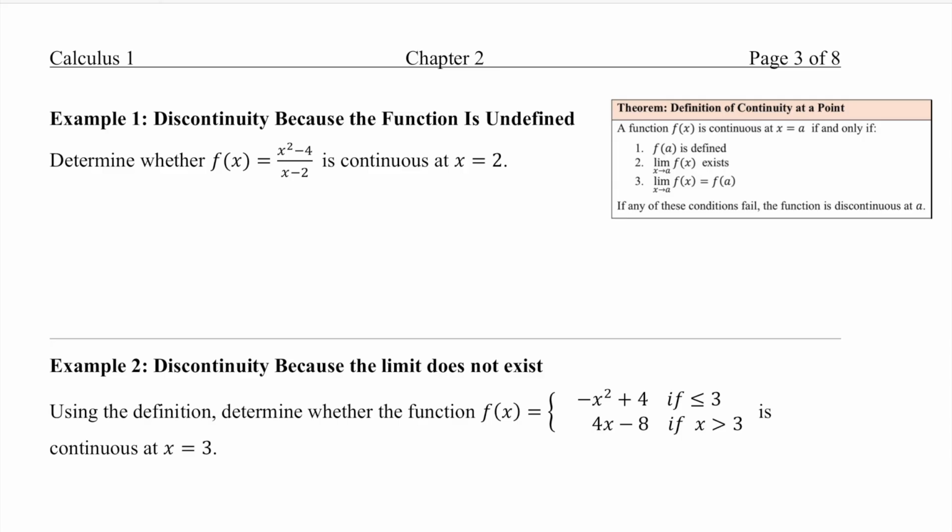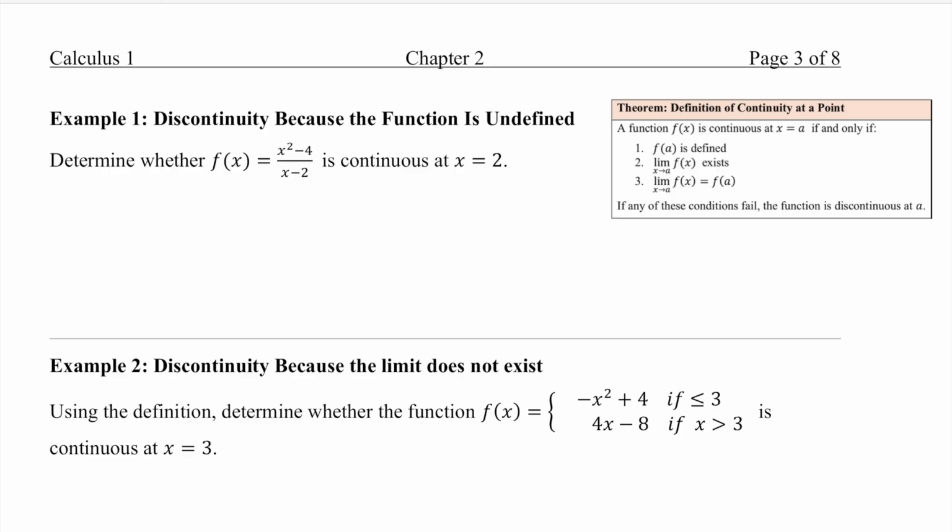Now, let's look at a few examples to see how we check continuity in practice. Remember, when we check whether a function is continuous at a point, we follow three steps. First, check if the function value exists. Second, check if the limit exists. And third, compare the limit and the function value. So let's try example 1.